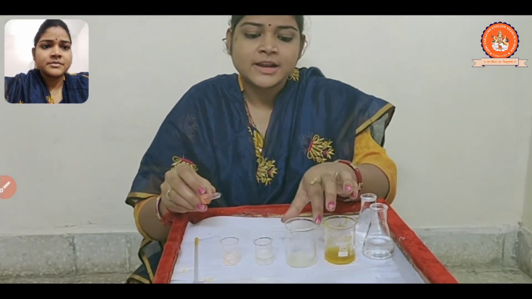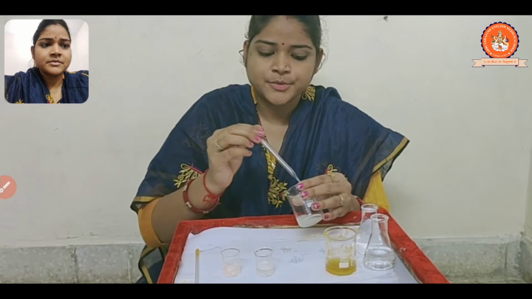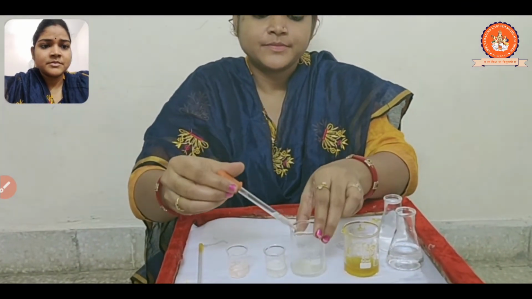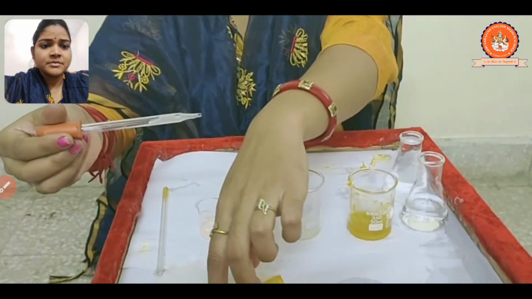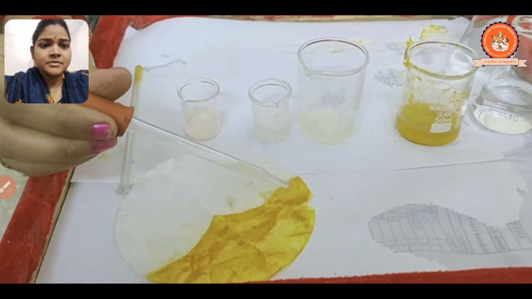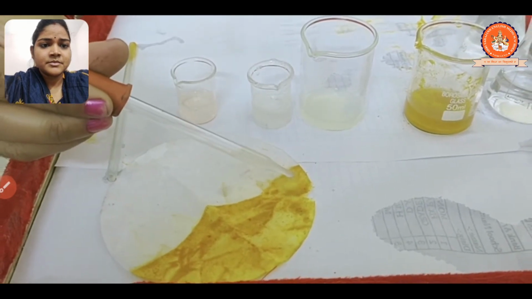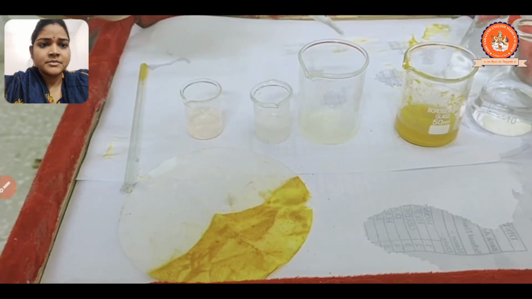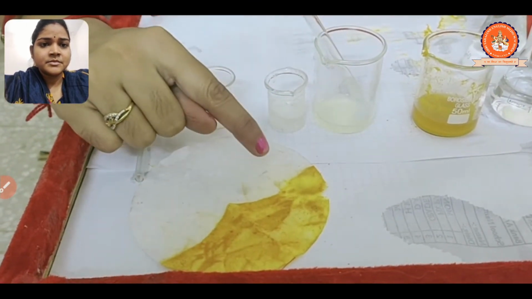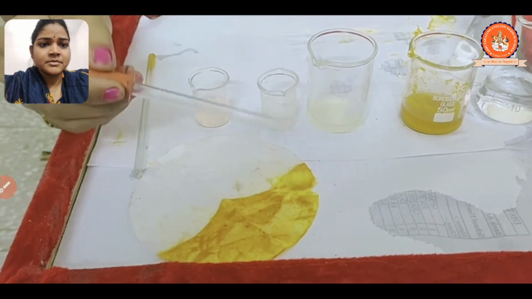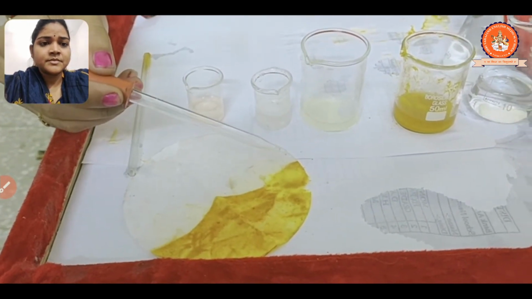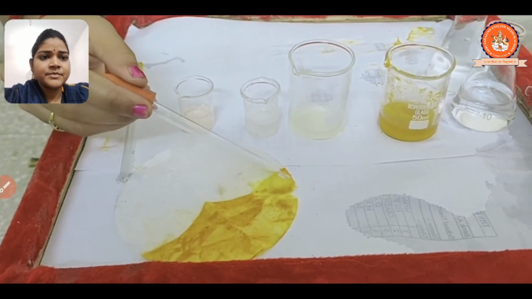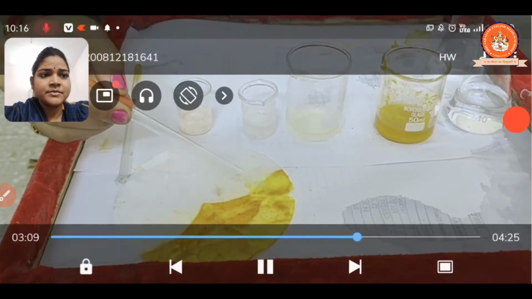Now I take lemon juice with the help of a dropper and put it on turmeric paper. You can see that there is no change in color. It means we conclude that the acid does not affect the turmeric paper.